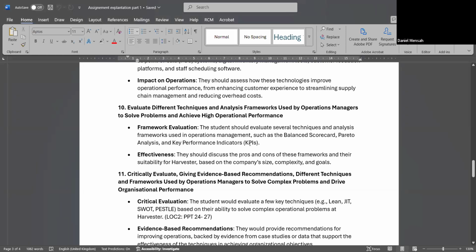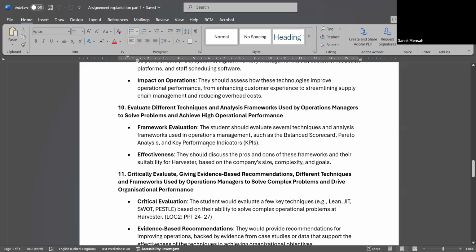I will give you the document where you can find the exact slide numbers. Anyway, it is from LOC 3. You can refer back to those slides and find that we have covered these frameworks. In this part, you should evaluate several techniques and analysis frameworks used in operation management, such as KPIs, statistical process control (SPC), and total quality management. So you will be evaluating those techniques.